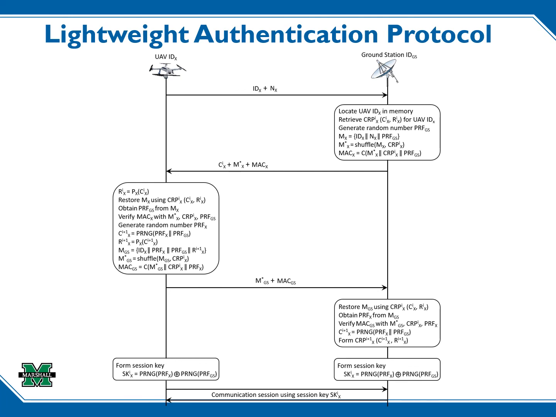The ground station then uses the challenge response pair to restore the plain text message. It obtains the randomly generated number from the UAV from that message, verifies the MAC with its own that it creates using the ciphertext message, the challenge response pair, and the UAV's randomly generated number. It then creates the new challenge using the UAV's randomly generated number and the ground station's randomly generated number, and informs the new challenge response pair and saves it to memory. At this point, both the UAV and the ground station have the necessary randomly generated numbers to create the session keys and establish a secure connection.